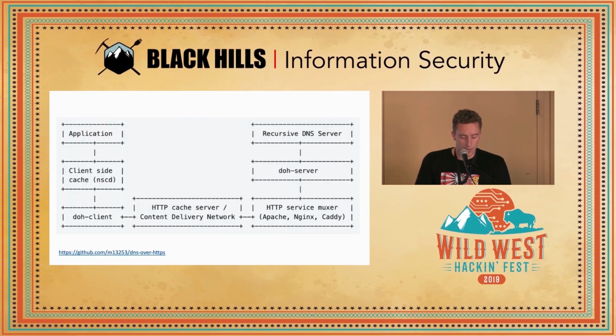Here's an example I took out of a GitHub project where it talks about this architecture I just mentioned. So you have the DoH client talking to an HTTP cache server, talking to an HTTP service muxer, which is basically Apache, Nginx, Caddy. So the point there is that you'll be able to observe the traffic to Apache, and you're going to get a J3S hash matching Apache, not matching the DoH server that sits behind that.